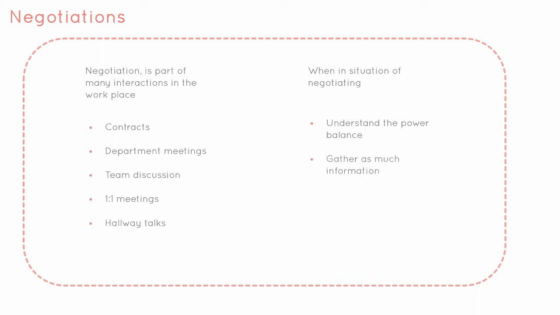So we want to gather as much information, not only to understand the power balance, but when it comes to negotiations, the more information we have, the easier it will be for us to deal with. Another thing that we would like to remember when we're negotiating is the hierarchy, where we fit, and where other people fit in this hierarchy. And based on the hierarchy, we can negotiate better.